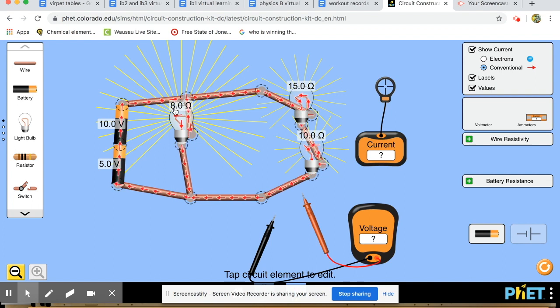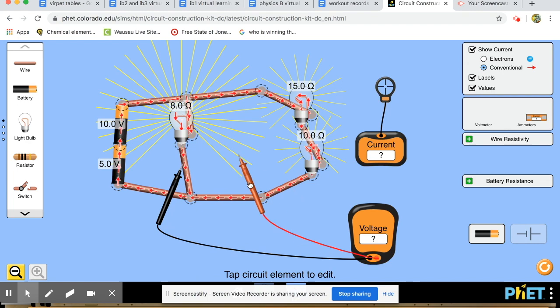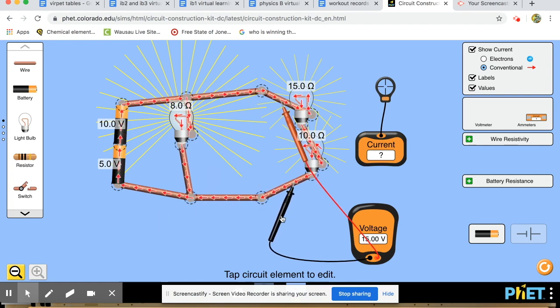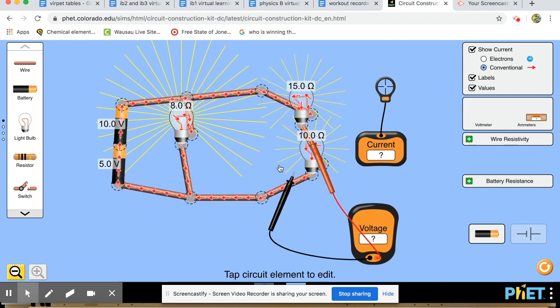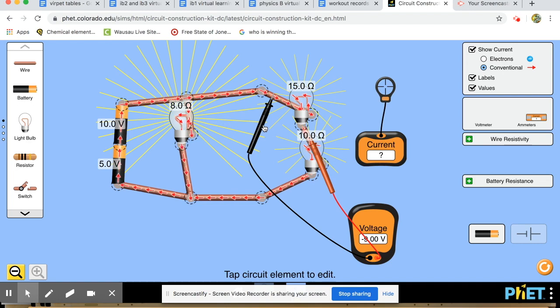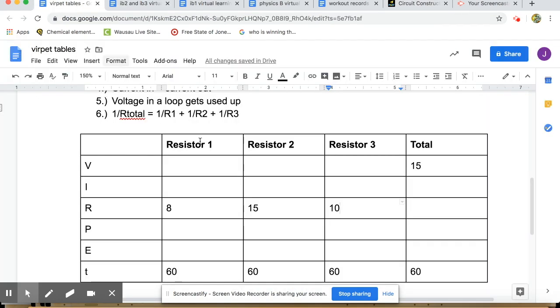If I look back at my rules, there is that one rule that says that the voltage in every loop gets used up. So if I measure this voltage, it should say 15 volts, because that smaller loop is using all 15 volts. The bigger loop also should get 15 volts, because the total voltage gets used up in each loop. If I measure the voltage of the small one, it's 6. If I measure the voltage of the big one, it's 9. That totals 15. So I can go back to my table and put that 15 volts in for resistor 1. And I did measure resistor 2 and 3. I got 9 and 6, but without measuring them, I wouldn't have gotten that.